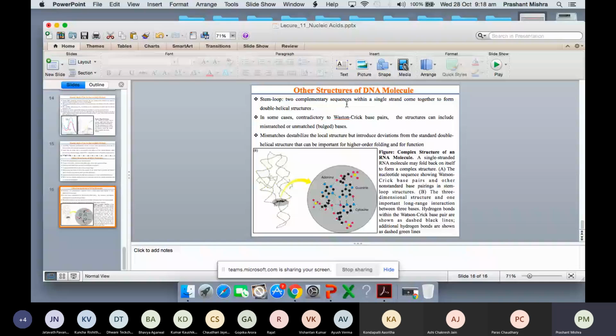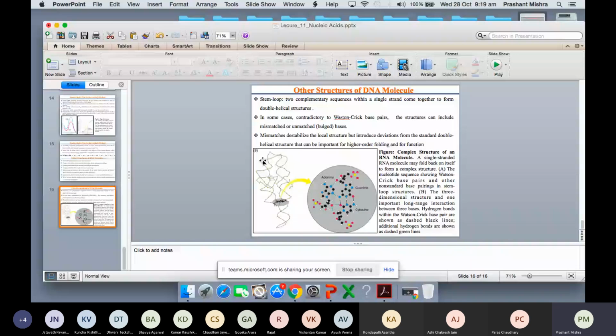In some cases, you may not have the Watson-Crick base pair. What is the Watson-Crick base pair? That means G is to C or A is to T. Sometimes there may be a bulge which can appear, and there may be a mismatch which may appear whenever the RNA is forming the structure. So look at the structure on the bottom right hand side. I have given you the details, whereas on the left hand side, I have given you a complex folded structure.